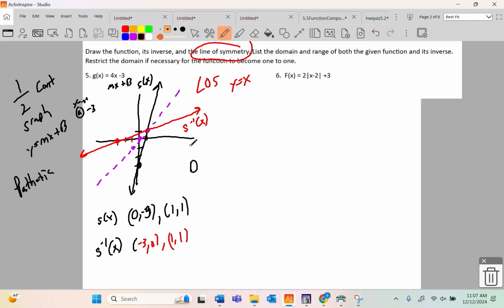So let's talk about the domain of the original function, f of x. Its domain, it was a line. It was this guy right here, was -infinity to infinity. Its range was also -infinity to infinity. Its inverse, called f to the -1st of x, happened to also be a line that ran left and right forever.